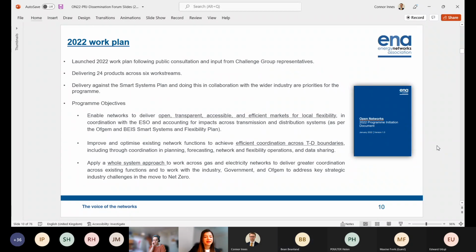In terms of the program objectives, we've got 3 core objectives. The first one is helping to deliver those open, transparent, accessible and efficient local markets for flexibility. There is quite a lot in there, but flexibility is definitely a key area of focus for us in our program. The second objective is around delivering more coordination across the transmission and distribution boundary within electricity. And the third objective is more about stepping outside of electricity and looking across gas as well, and taking a more whole system approach. So if you go to the next slide.